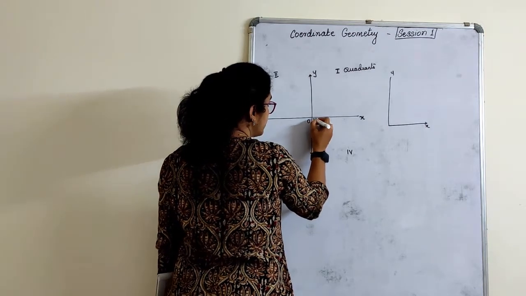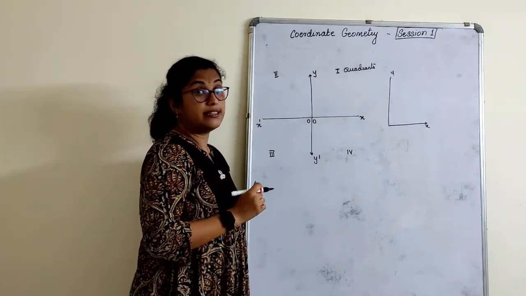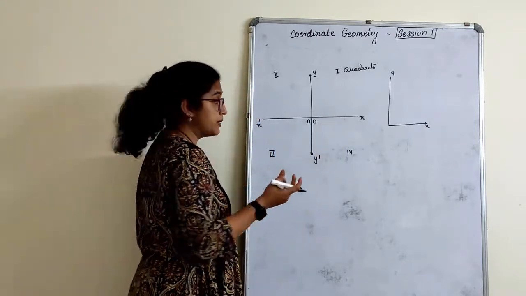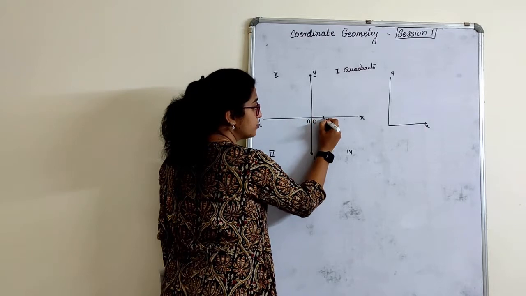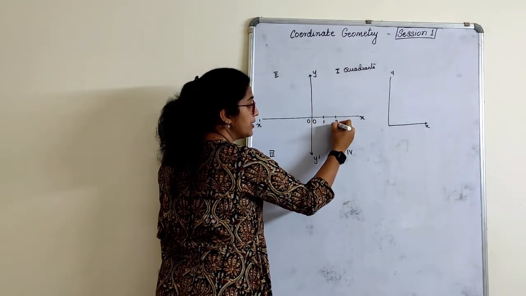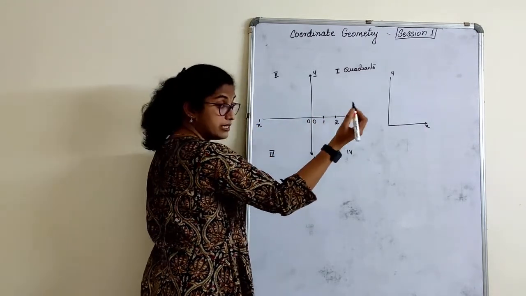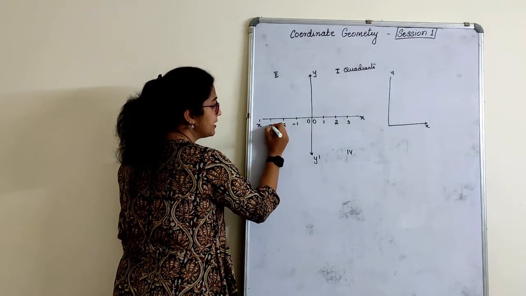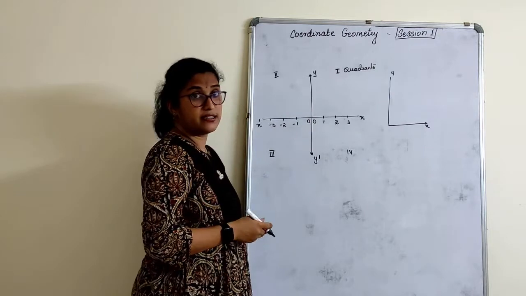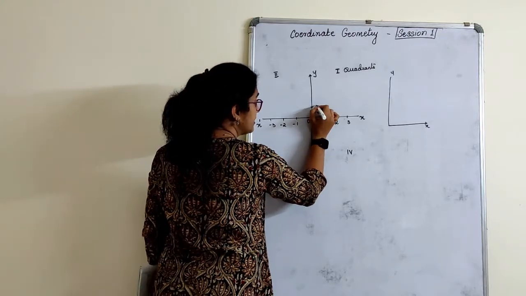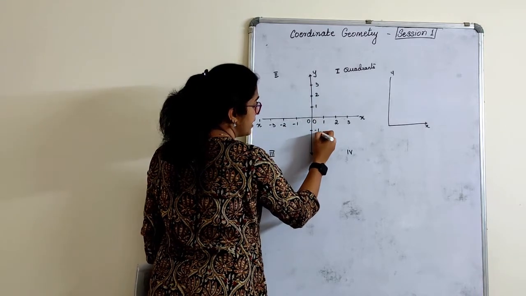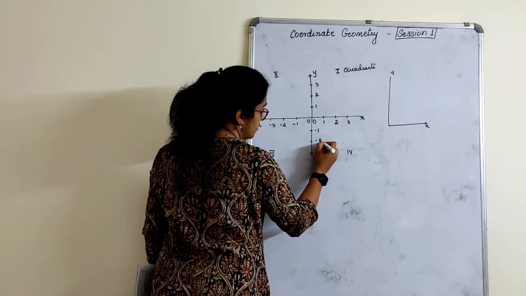The point at the center, or the origin, is 0 and 0. Now how do we write a number line? On the right hand side we write all the positive integers, and on the left we write all the negative integers, right? Similarly, on the y-axis we write the positive integers above and the negative integers below.